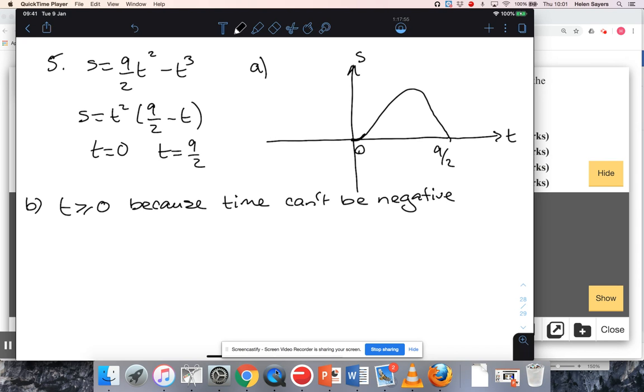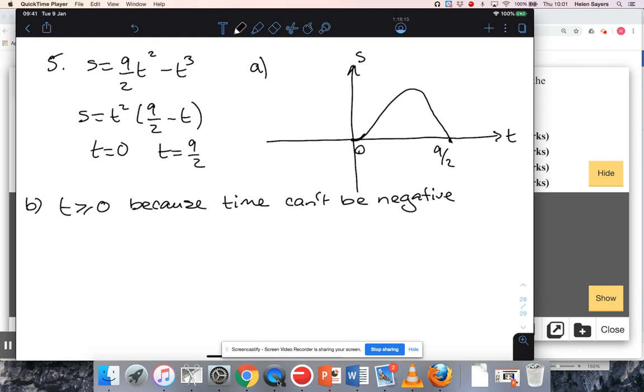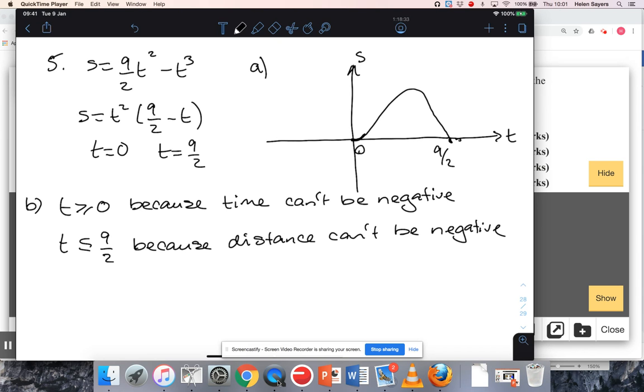And why the 4.5? Well, obviously 9 over 2 is 4.5. We need to be careful with how we phrase this, because displacement can be negative, so we can't use that justification, but it says it's the distance, and distance can't be negative. So they've been a little bit sneaky there. So t has to be less than 9 over 2 because distance can't be negative. We've shown in our graph that when t is greater than 9 over 2, we would be into negative distances.